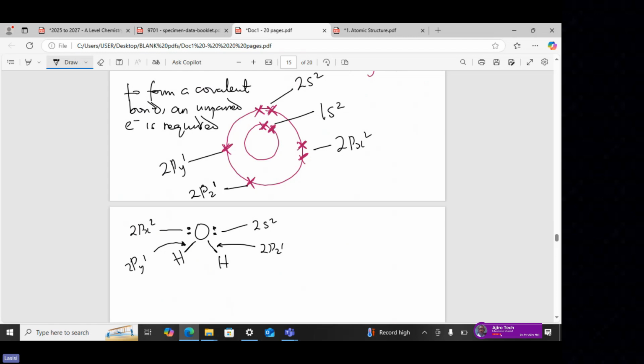This one is the IGCSE. They didn't just explain like this. They will ask how many lone pairs are present in the oxygen atom in a water molecule? The answer is 2 lone pairs. Lone pairs are the electrons in your outer shell which are not used to form covalent bonds.